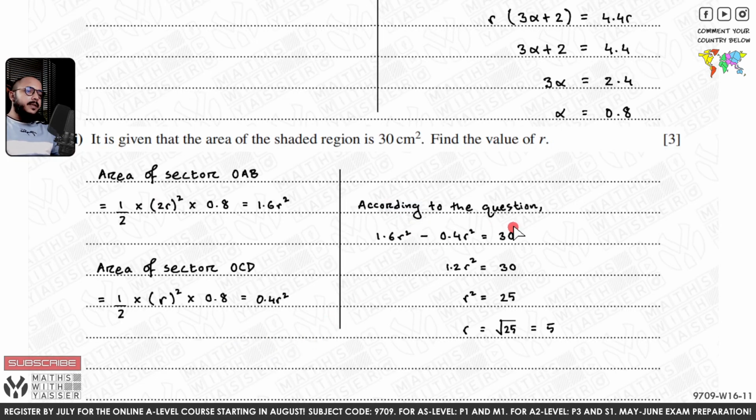So according to the question, the area of the bigger sector minus the area of the smaller sector is equal to 30. So 1.2R square is equal to 30. Therefore, R square is equal to 25. So R will be the square root of 25, which is 5. And we will be only considering the positive value because radius cannot be negative.